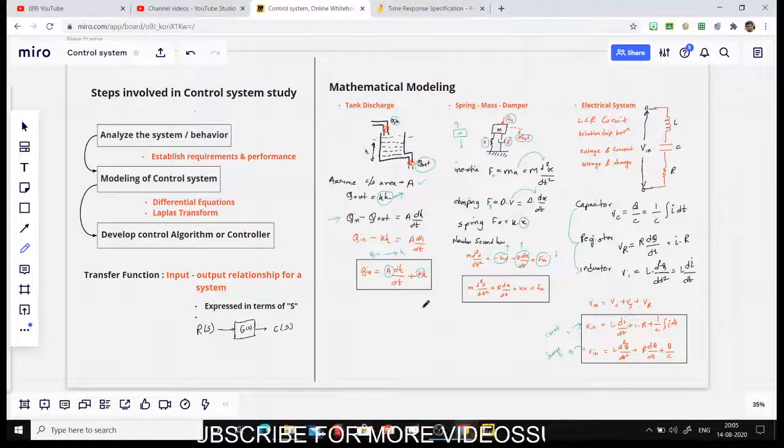We will look at the conversion of these differential equations into Laplace transform in the coming video.